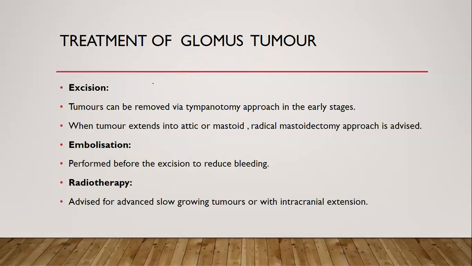Then how can we treat? In excision, tumors can be removed by a tympanotomy approach in the early stage. We can make an incision in the tympanic membrane, and through that we can remove these tumors from the middle ear. Then when the tumor extends into the attic or mastoid region, radical mastoidectomy can be advised.